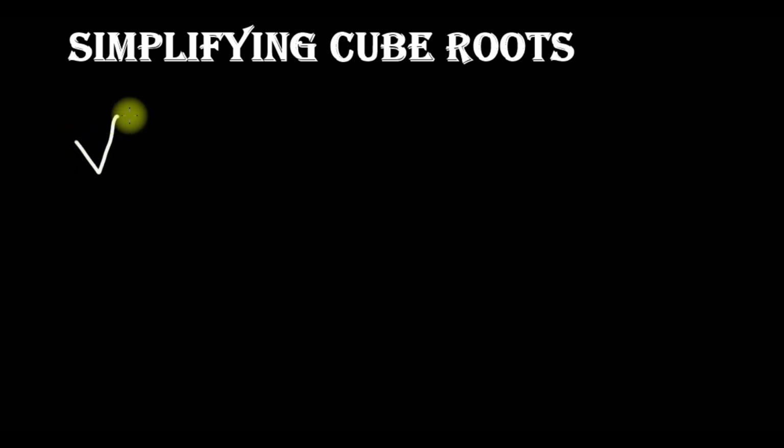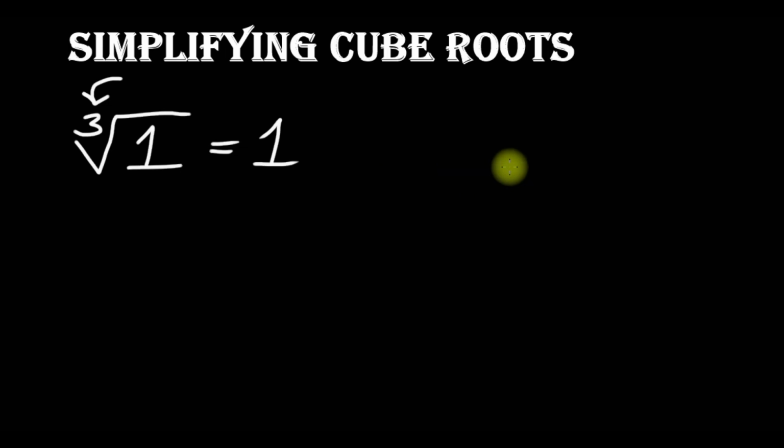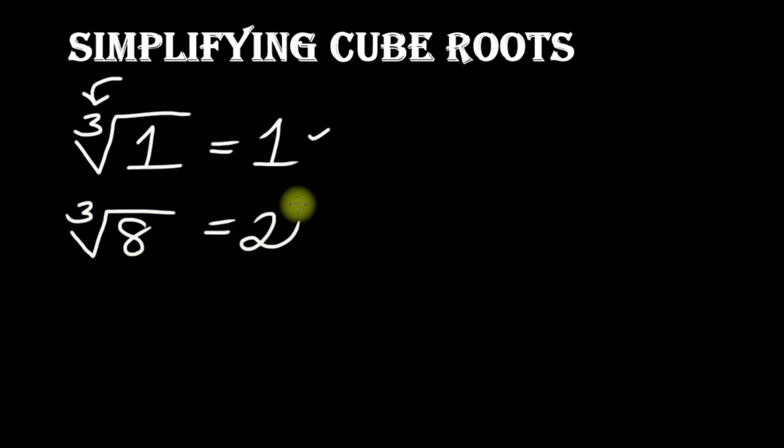If I take the cube root of 1, well, that's going to be 1. This is a cube root because the index number here is a 3. Cube root of 1 is 1 because 1 times 1 times 1, 3 times, is 1. And the next perfect cube is the cube root of 8. Well, that's going to be 2. Cube root of 8 is 2. 2 times 2 times 2 is 8.